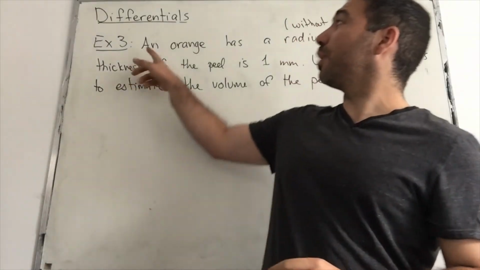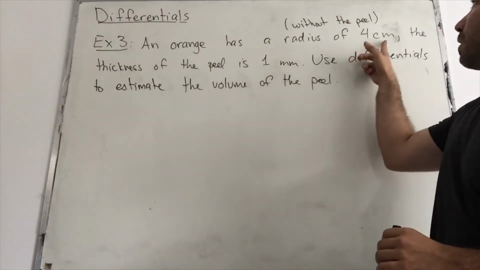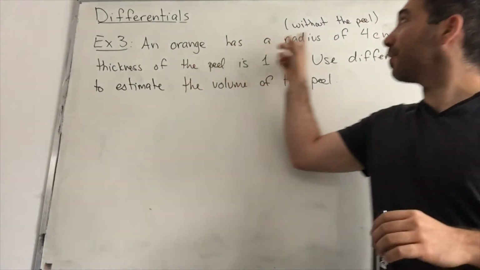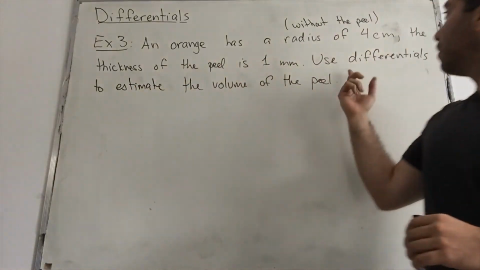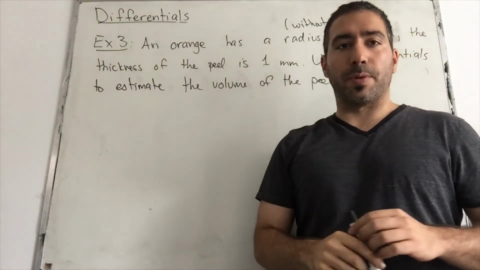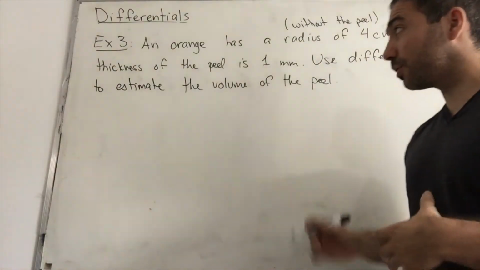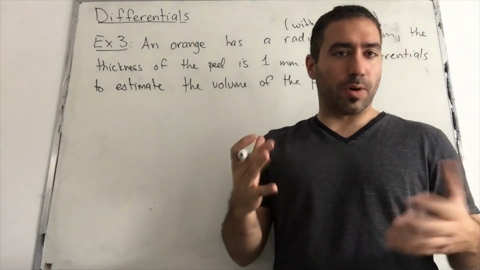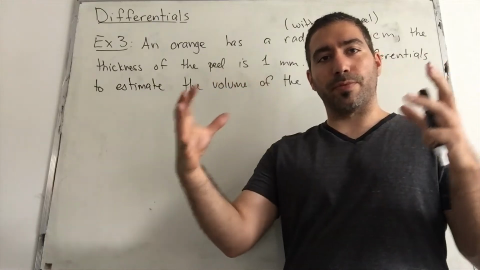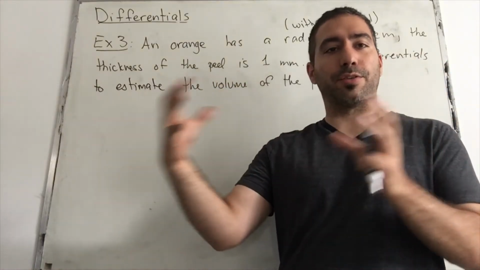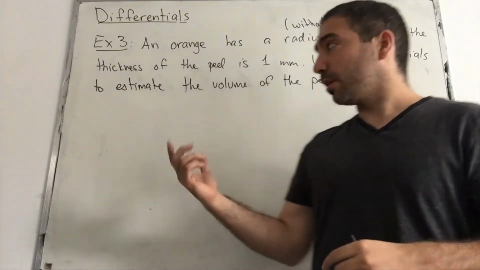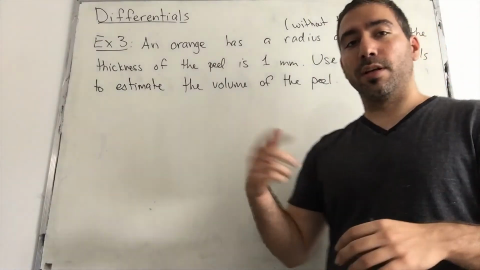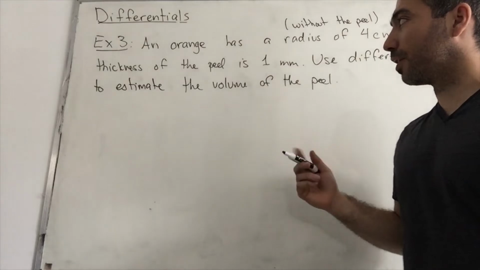So in this example here, we have an orange which has a radius of 4 centimeters. This is the orange without the peel. And we know that the thickness of the peel is 1 millimeter. Use differentials to estimate the volume of the peel. So there's two ways of doing this. We'll use differentials, and then we'll do it the other way where you don't have to use differentials. You just calculate the volume of the entire orange with the peel, then the volume of the orange without the peel, and then you subtract your answers. That's the delta y method. Let's use differentials and compare our answers.